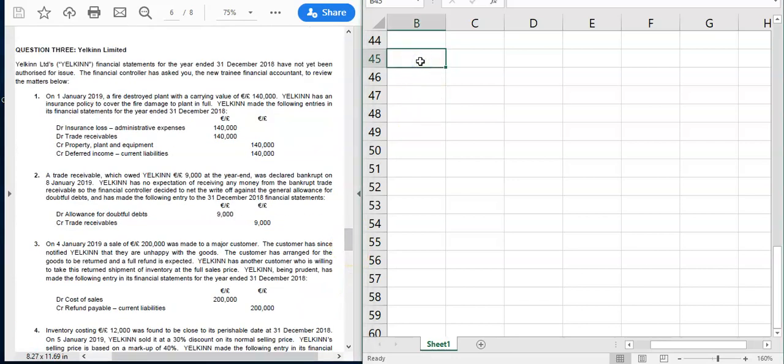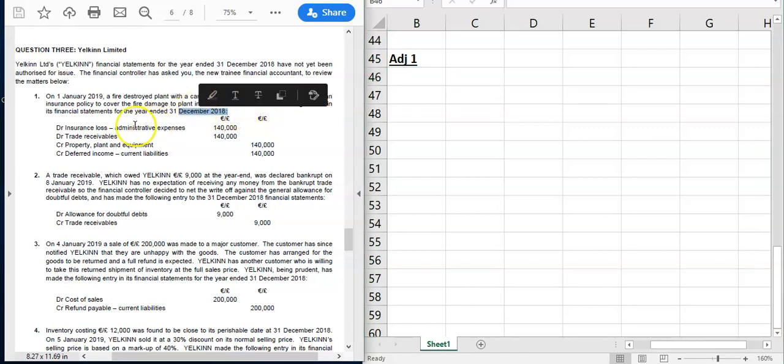So we're looking here then at adjustment 1. We're told here on the 1st of January 19, so it's a day after the year end, a fire destroyed plant with carrying value of 140,000, and there will be an insurance policy to cover the fire damage. So at the end of the previous year, they recognised the loss, removed the property, recognised the receivable for the insurance policy, and credit deferred income because they haven't got the insurance policy in yet.